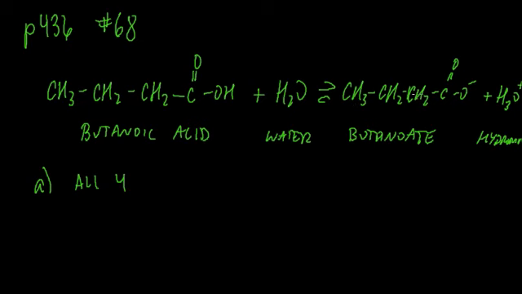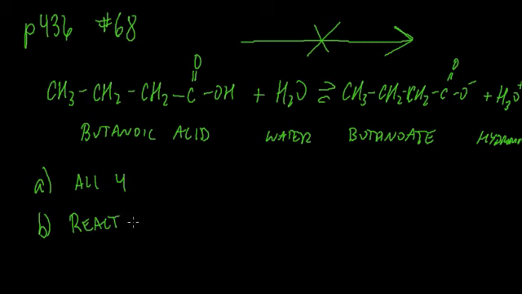B, at equilibrium, are reactants or products favored and why? Well, this is a weak acid. Here's the hint. It's a weak acid. So that means it's not pushing very far to the right. So reactants will be favored.